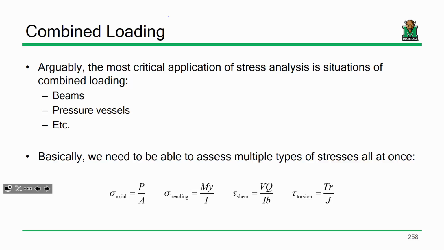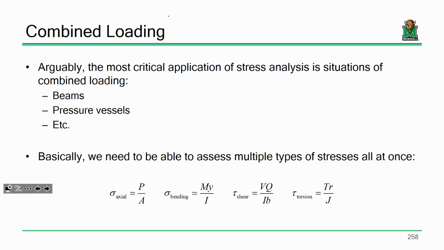fundamental stress formula for axial stress, P over A. The fundamental stress formula for bending, My over I. For shear, VQ over IB. And for torsion, TR over J. That should be very familiar given the stuff we've talked about this semester. Everybody's okay with that, right?